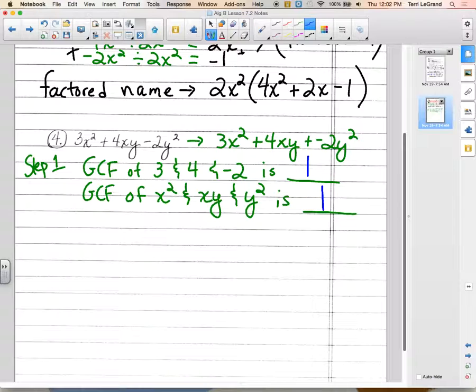Well, the GCF is only 1 for both of them. 1 times 1 is 1. When we divide something by 1, if we were to move on to step 2 right now, and we divided each piece by 1, what would happen? Yeah, it'd be the same. So we get to stop here and say cannot be factored. It's worthless to do it.